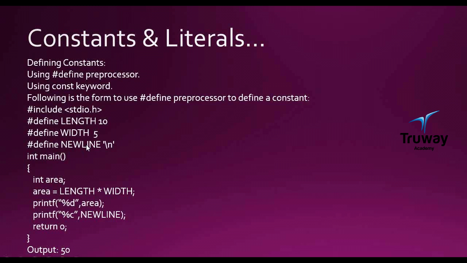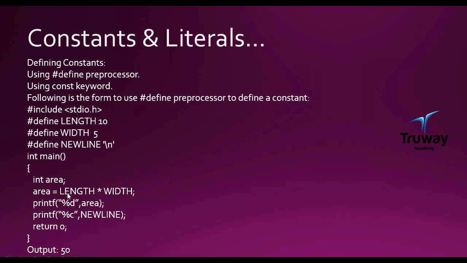And I have one more constant called NEWLINE, which will be substituted with \n. Both of these are integer constants, and this one is a character constant. Remember, we are writing inside single quotes. Now see, in my main program, I have this area variable where I'm storing the value after multiplying length with the width.